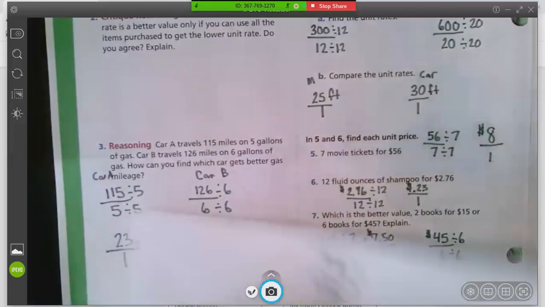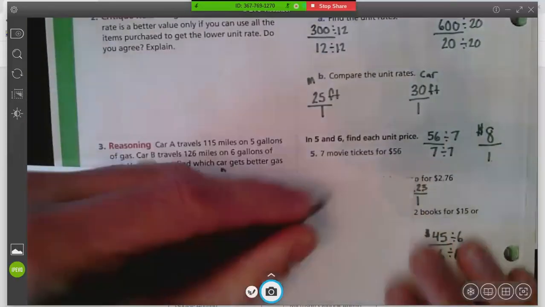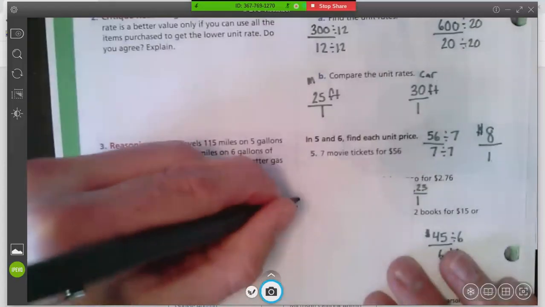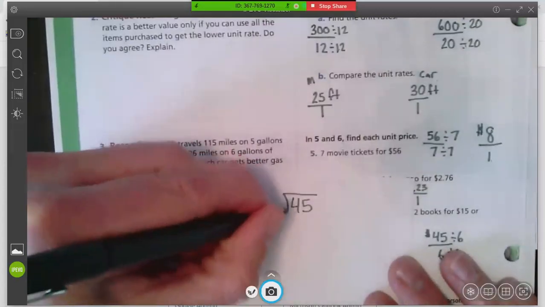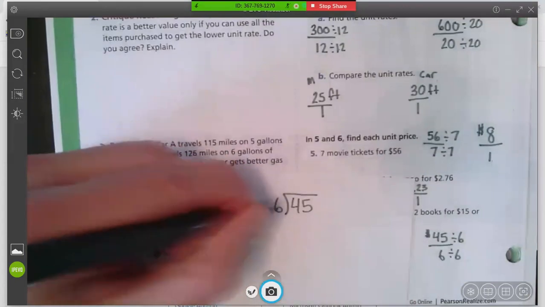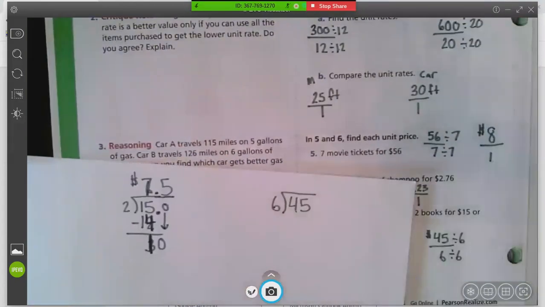Now it's time to go 45. Mr. Hill, it says a recording on the top. I know, we are recording. The reason that we're recording is I have a doctor's appointment today, so the other classes are going to watch this.